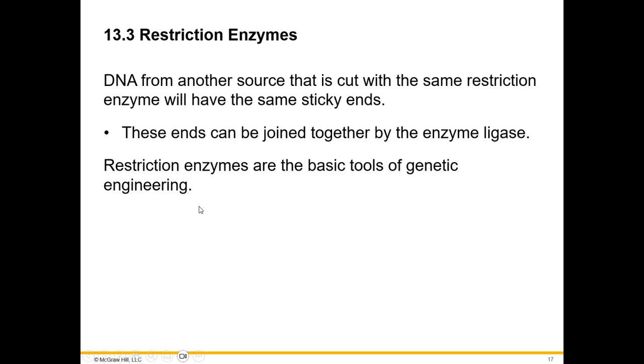DNA from another source, whatever source we want to combine this cut DNA with, will be cut with those same restriction enzymes, and then it's going to end up with the same sticky ends that are prepared to bind. Those ends can be joined together by just adding the enzyme ligase, which usually exists in our cells for the purpose of sealing newly placed nucleotides in place. But now we can add it and help to synthesize our recombinant DNA. By adding ligase, we can seal those two separate cuts of our DNA segments together and have a whole new strand of DNA. So these restriction enzymes are really the basic tools of genetic engineering.